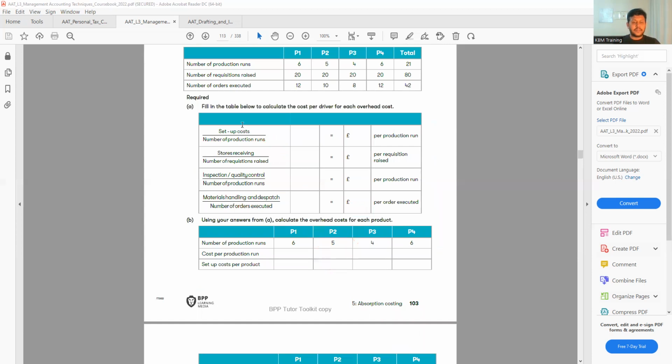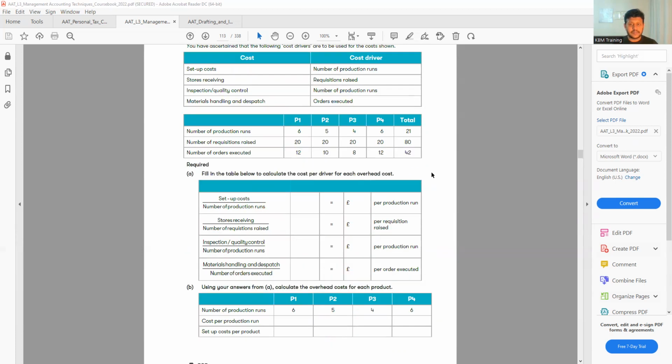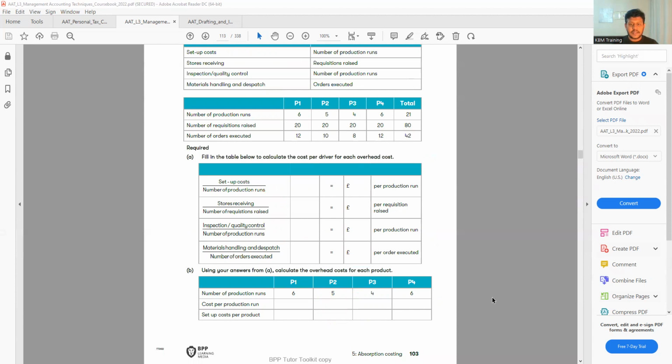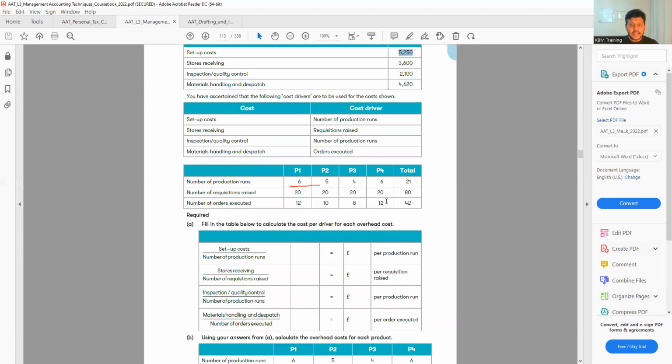Let's do the first step. The first step says fill the table to calculate the cost per driver for each overhead cost. Okay, it's very simple. Let's do that. So first we do our setup cost. How much is the total setup cost? And it depends on the production run. So total setup cost is 5250.